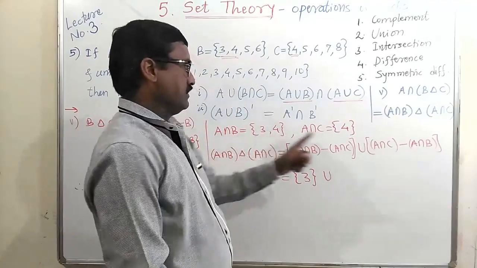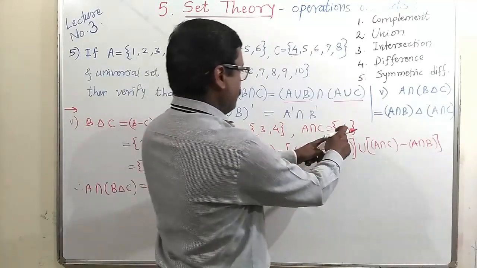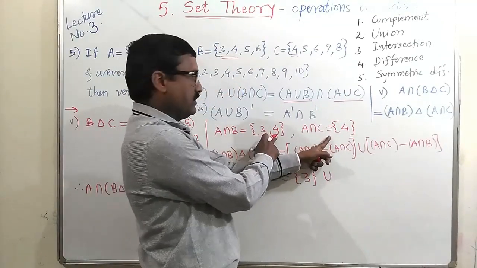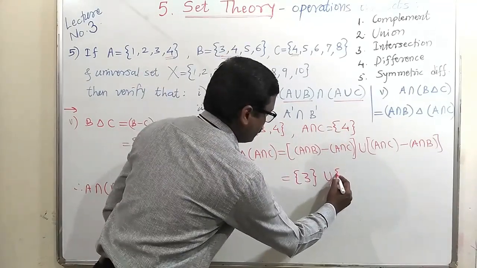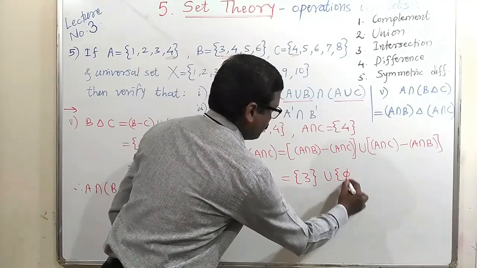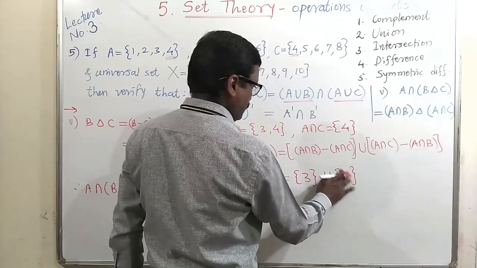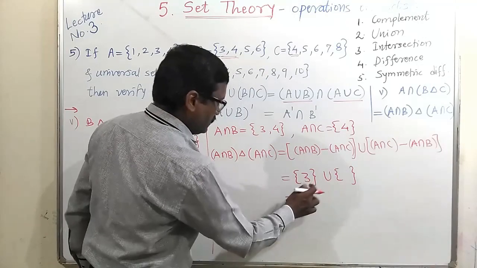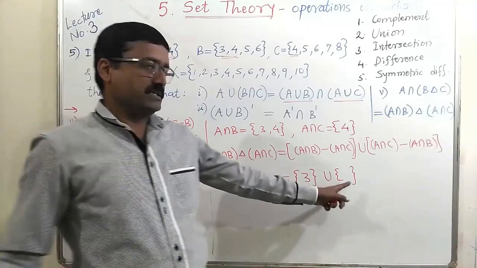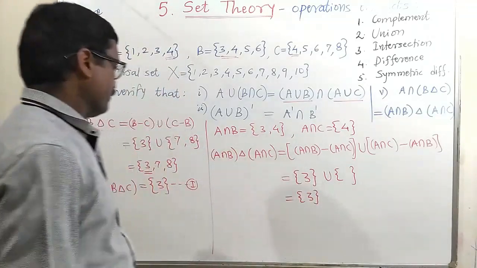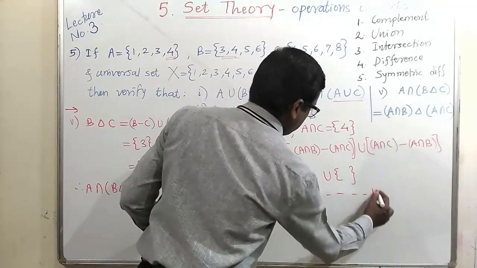Now union A intersection C difference A intersection B. So the common from this which is present here, 4. So cancelling 4 from A intersection C, it remains only the empty set. So it is equal to union with 3. It is 3 only. This is the empty set. So this is A intersection B symmetric difference A intersection C. This is our second equation.